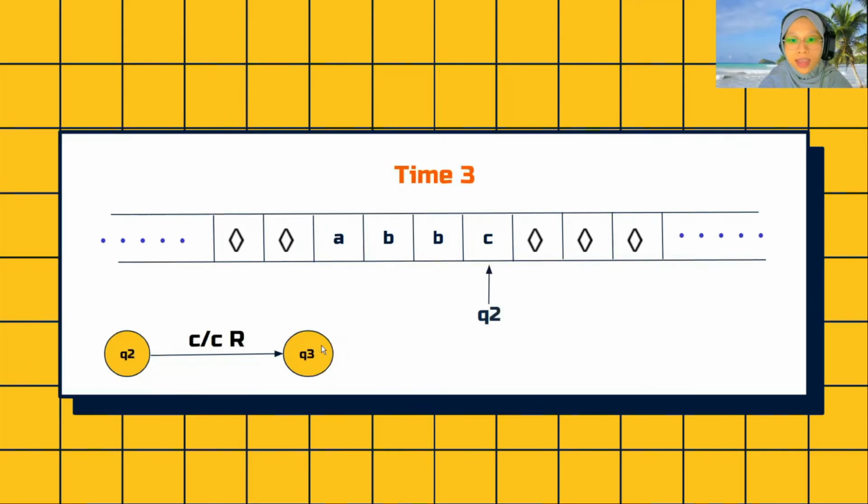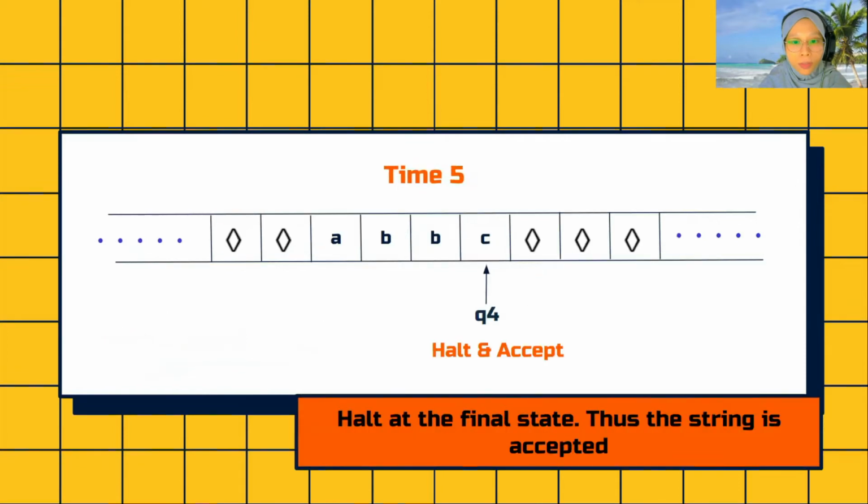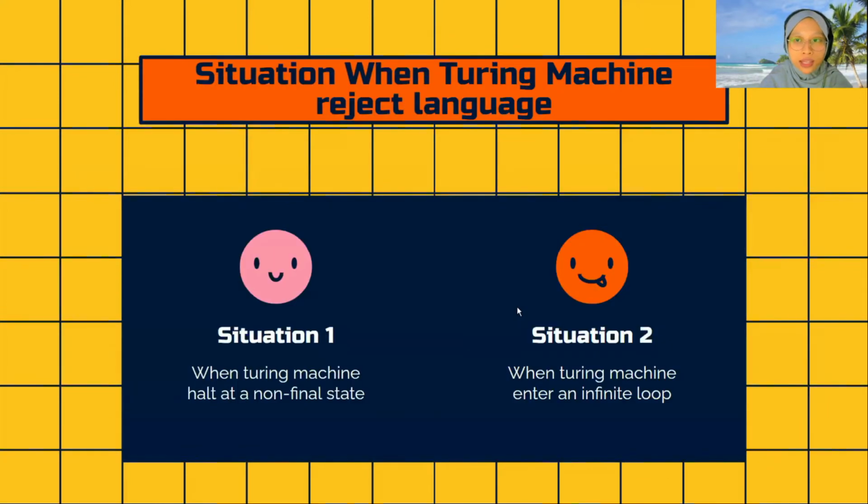When it is at Q4, it will halt, and since the halt is happening at the final state, the string is accepted. The final state is Q4. So that is how this language is accepted in a Turing machine.